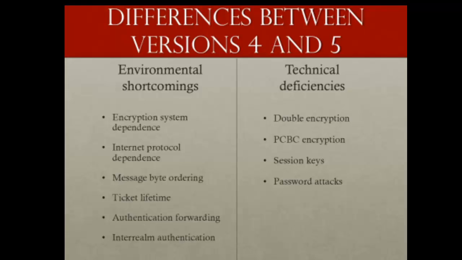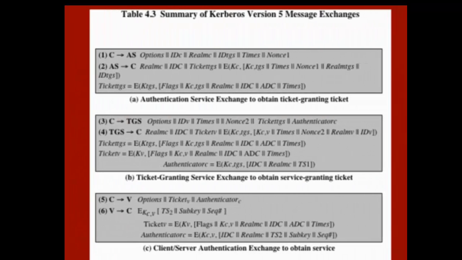And apart from these environmental limitations, there are also technical deficiencies in the version 4 protocol itself. Most of these deficiencies were documented, and version 5 attempts to address all of them. The specific deficiencies are the following: double encryption, PCBC encryption, session keys, password attacks. So here's a table which summarizes the basic version 5 dialog, and it's best explained by a comparison with version 4. That'll make it easier.